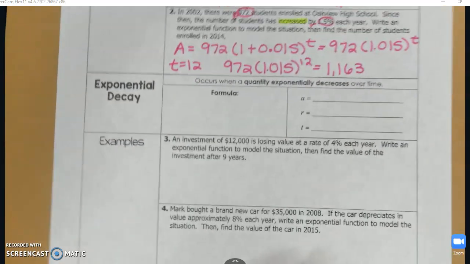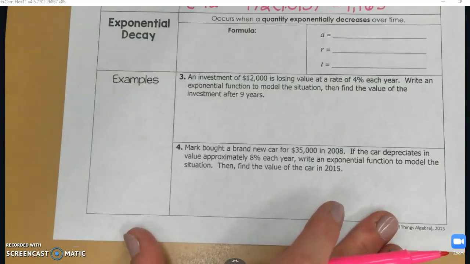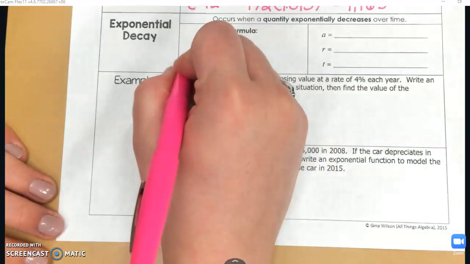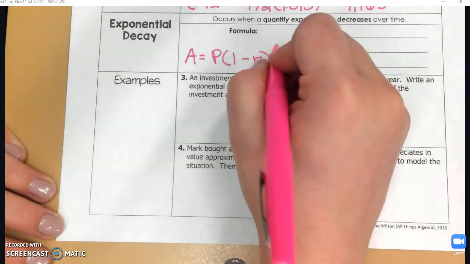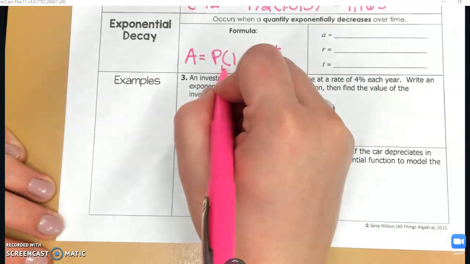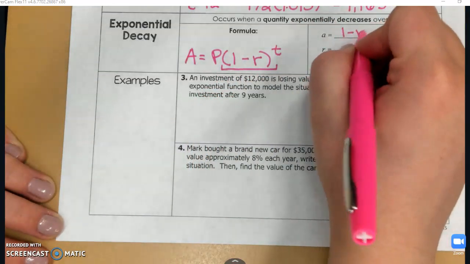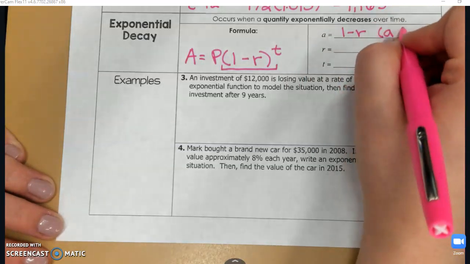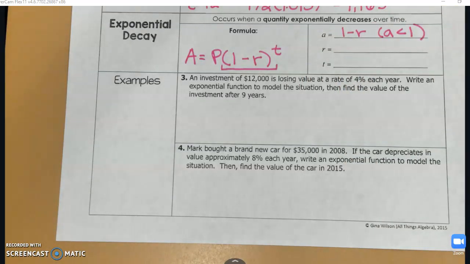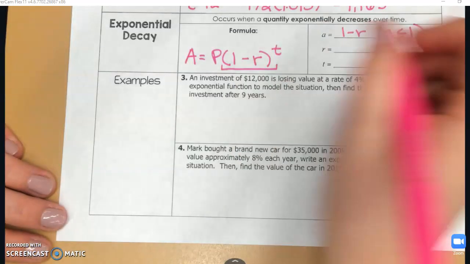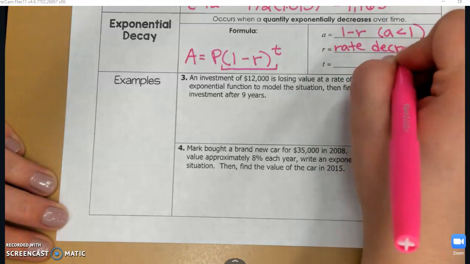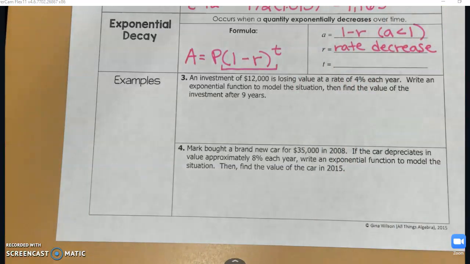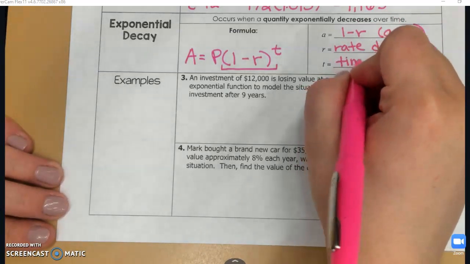Let's move on to our other type, which is exponential decay. So that formula is similar to the one before, except now I'm going to subtract r. And so for this one, 1 minus r is my little a value. In this case, a is going to be less than 1 because I am decreasing. R, again, is our rate of decrease. So this could be depreciating, we could be shrinking a population size, things like that. And t is still time.